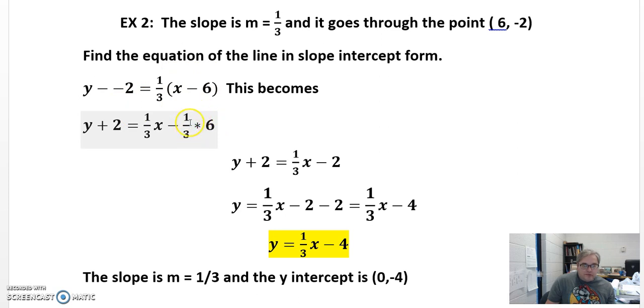Next step, I'm going to simplify minus 1/3 times 6. That gives me minus 2. I'm now going to start solving this equation for y. So I'm going to subtract 2 from both sides. And I'm going to end up with y equals 1/3 x minus 4. The slope is, again, the number in front of the x, which is 1/3. We already knew that. The y-intercept is 0, negative 4. Okay?